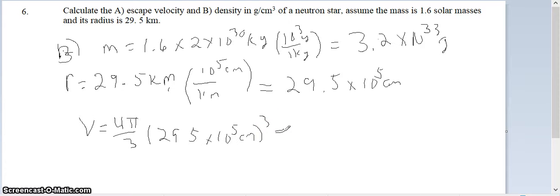All right, so let's see what that comes out to be. 29.5 times 10 to the fifth, raised to the third, times 4 pi divided by 3. All right, so I get 1.075 times 10 to the 20th.